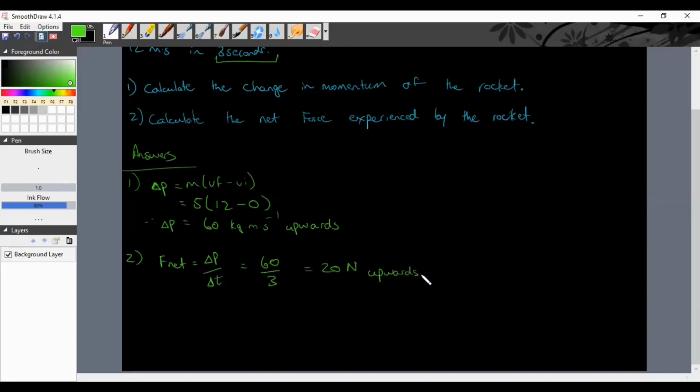Any questions on those? Isn't it newtons per second? But they asked me to calculate the net force, and force is always measured in newtons. If it was, for example, F net divided by delta t, then that would be newtons per second. Okay, thank you. As well as if F net times delta t, that's also newtons per second, just in a different way. Cool. My pleasure.